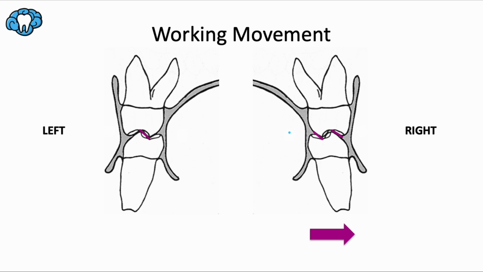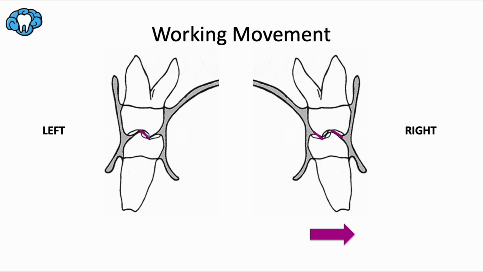Again, all three of these purple lines are parallel with one another. It's a mirror image of the last slide. By the way, the working side contacts here are a lot more, let's say, desirable than the balancing side contact. In other words, if we're fabricating a crown or doing an occlusal adjustment and we're testing occlusion with articulating paper, we want to see these working side contacts. We don't really want to see too much of a balancing side contact because they tend to be a lot more uncomfortable for the patient.